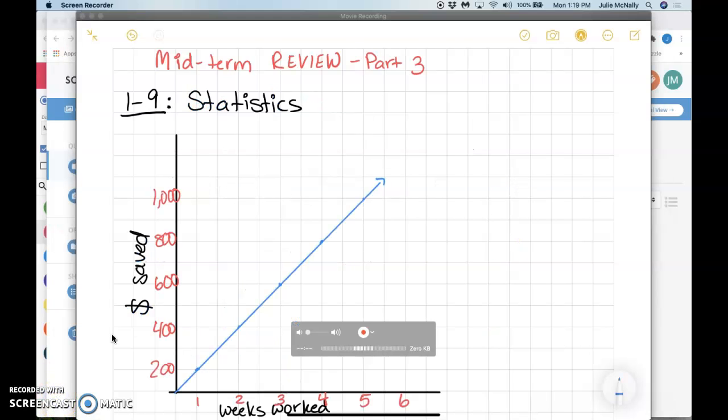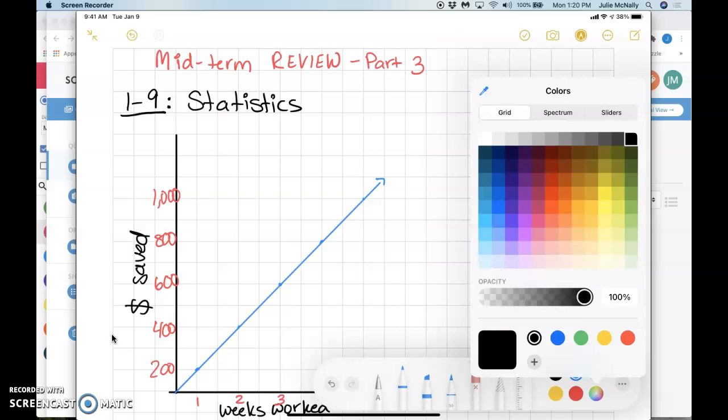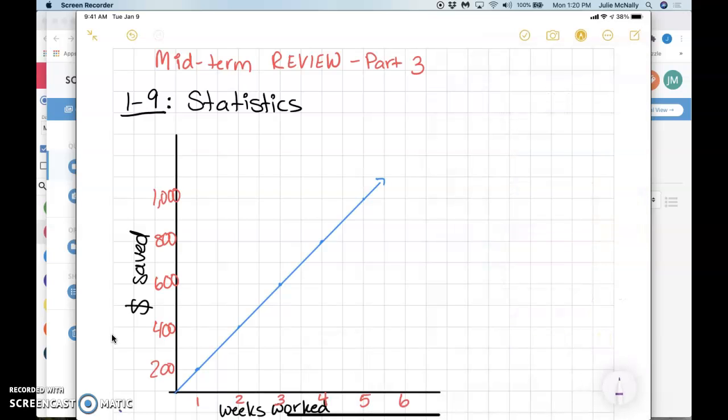For 1-9 statistics, we're going to have some more charts and graphs that you're going to have to be able to interpret the information on. When you get your test, you're going to want to look at what is on the side of the graph and what is on the bottom. On the side we have money saved, and on the bottom we have weeks worked. So how many weeks you worked versus how much money you're saving.